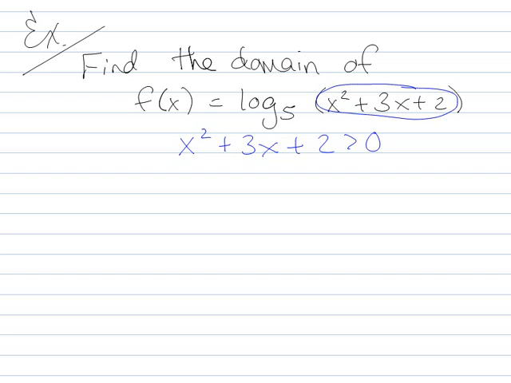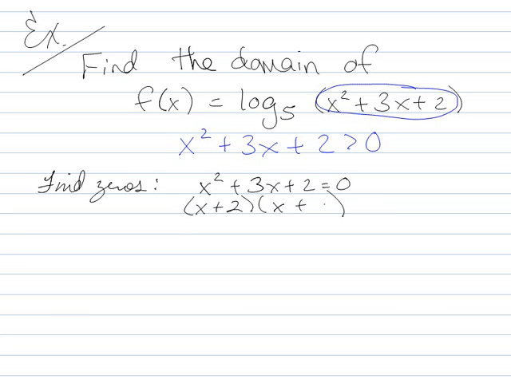Okay. Now if you remember how we did this, one of the first things we did is we had to find the zeros. So we had to say, okay, we have x squared plus 3x plus 2 is 0. So we had to factor. And we get 2 pluses, a 2 and a 1. So x plus 2 is 0. x plus 1 is 0. So x is negative 2. And x is negative 1.